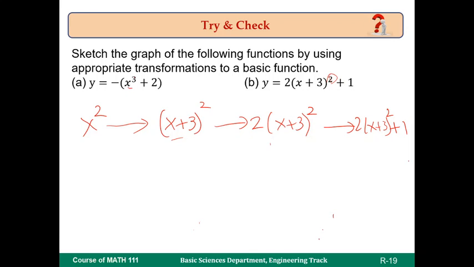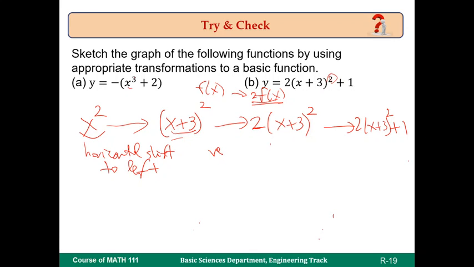So look at here. This transformation is a horizontal transformation. This is a horizontal shift. So x is replaced by x plus 3. Horizontal shift to the left. And then this function is multiplied by 2, 2f of x. So it means the y values are doubled. So it means a vertical stretch by 2.